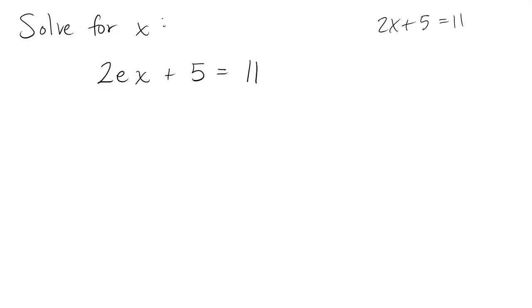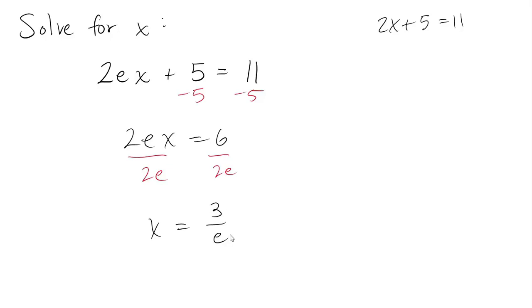Same idea here. We're going to subtract 5. We get 2ex equals 6. And we divide by the coefficient, which is 2 times e. 2 times e is just a number. Since e is around 2.7-ish, 2e is around 5.4. It's a little bit bigger than 5.4. So this is x equals, we can in fact cancel a factor of 2 here and we get 3 divided by e. That number is just a little bit bigger than 1.